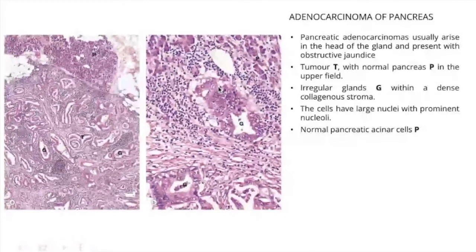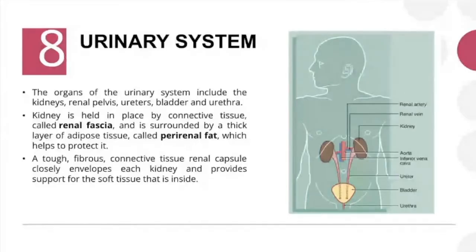And this is the adenocarcinoma of pancreas, pancreatic adenocarcinoma, usually arising in the head of the gland, and T is a tumor with normal pancreas in the upper field. So this is the normal. This is already uncontrollably proliferating cells. So tumor develops here. And there are irregular glands, the G, with collagenous stroma, and normal pancreatic acinar cells are here. So next is urinary system.